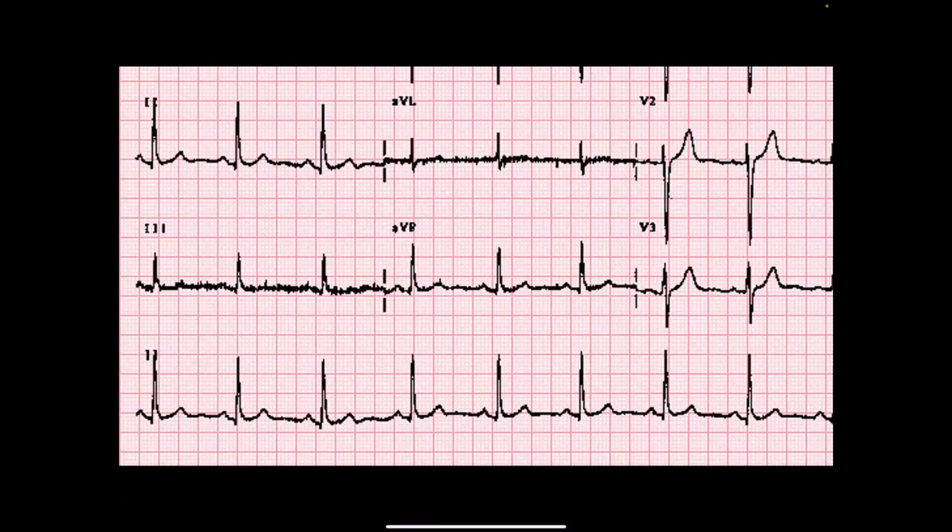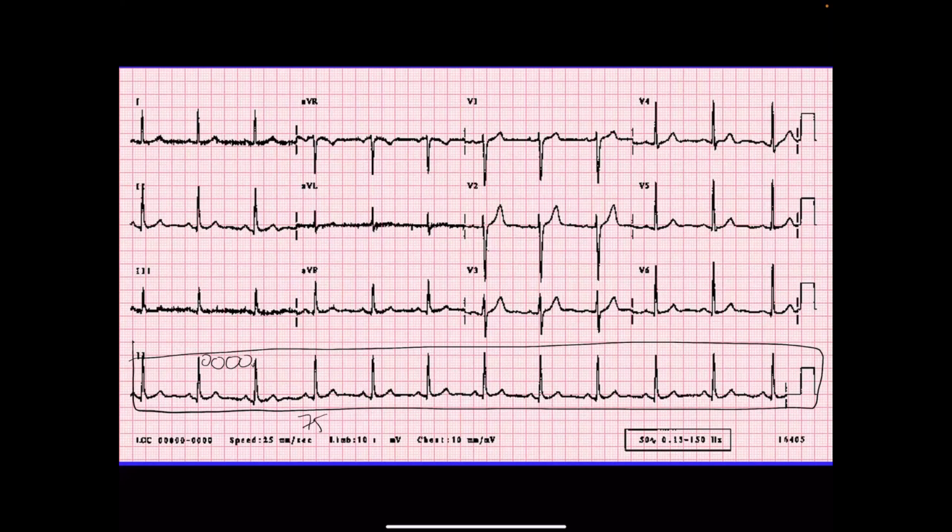Okay. You can look here, for example, it's also 4. You can look here, it's also 4, but you can't look at this as a whole because this is lead 1, this is lead AVR, this is lead V1, this is lead V4. Okay. So if you want to look at a full strip, you look at the bottom one. It's just a full strip of lead 1, okay?